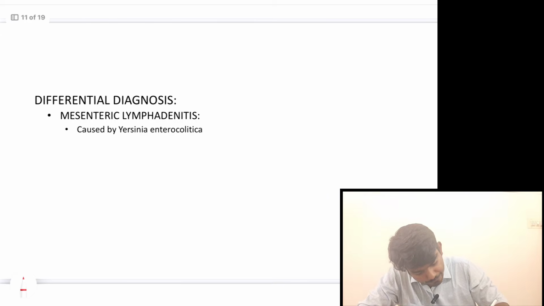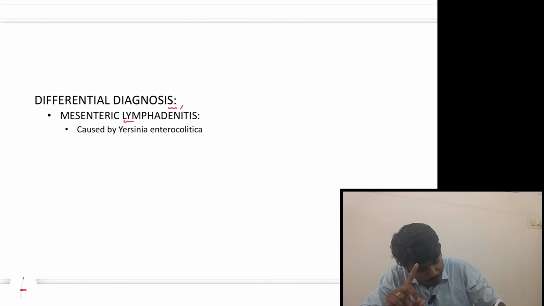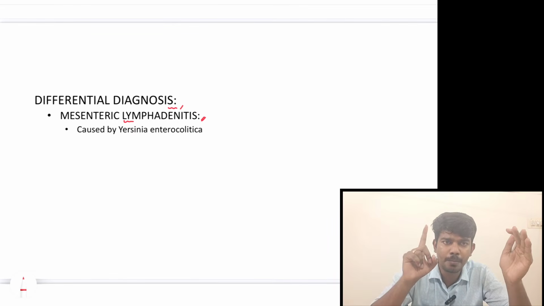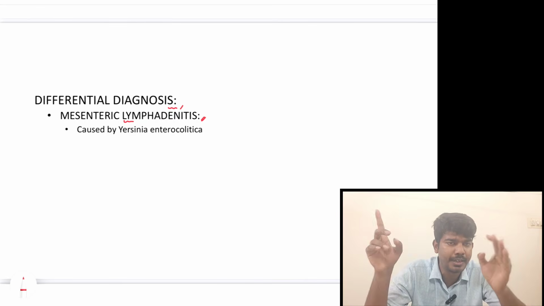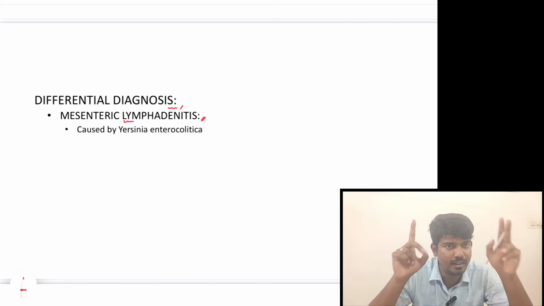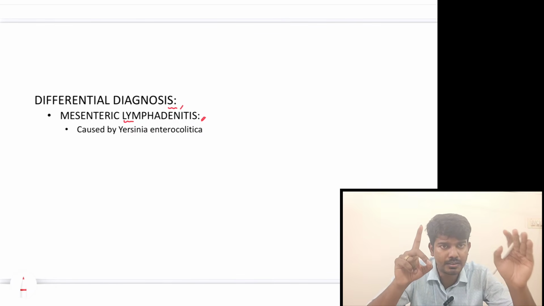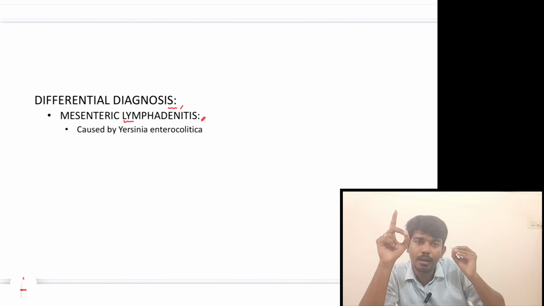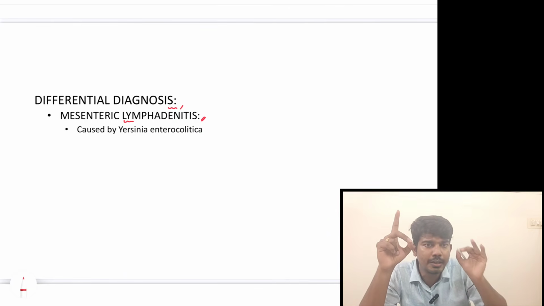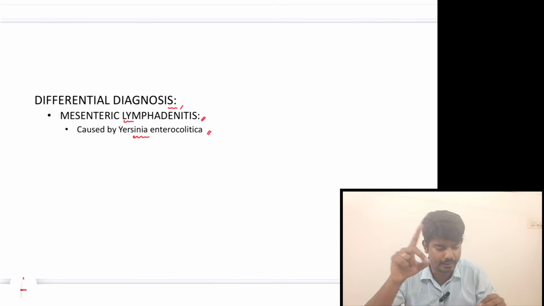Next, what is the differential diagnosis? Okay, we have seen already one differential diagnosis, Meckel's diverticulitis. But the most common differential diagnosis is mesenteric lymphadenitis. Many young patients come with right iliac fossa pain, around 10 to 20 years of age. When we do an ultrasound, the major finding is mesenteric lymphadenitis. This is due to inflammation from eating chips and such items. Previously asked question, what is the causative agent for this mesenteric lymphadenitis? That is Yersinia enterocolitica.